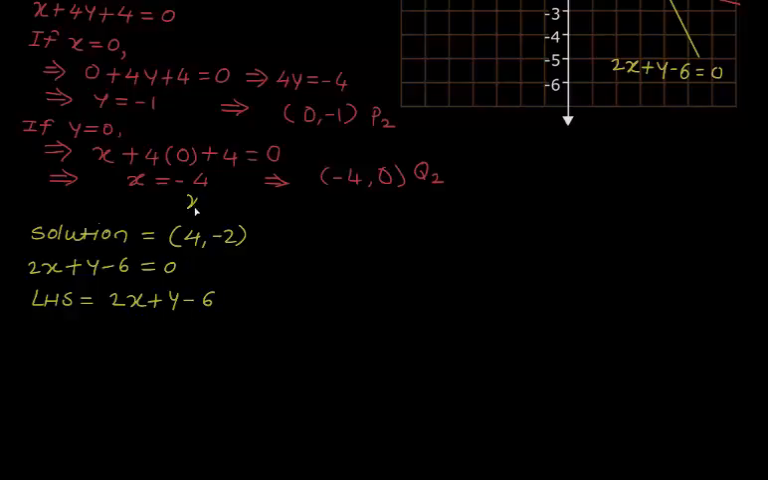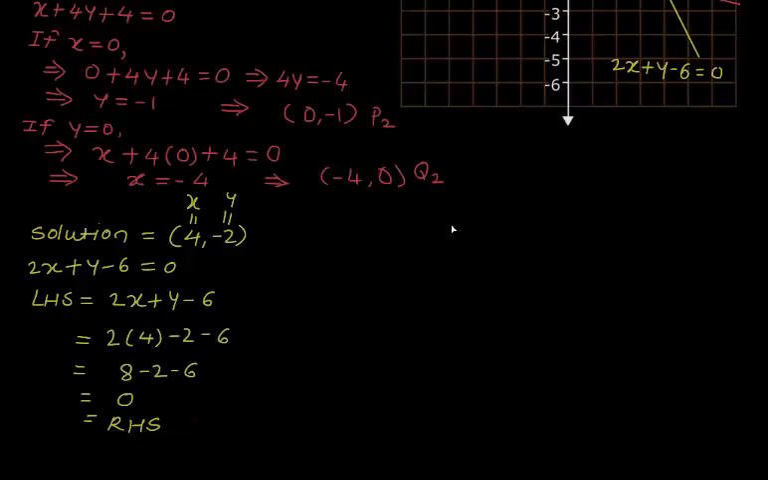Now let's put the value of x and y in this equation. So x has value 4 and y has value -2. So 2 into x is 4, y has value -2, -6. Now 4 2s are 8, 8 minus 2 minus 6. Now this value is 0, which is equal to the right hand side of the equation. So we have verified that this common solution satisfies the linear equation 2x plus y minus 6 is equal to 0.